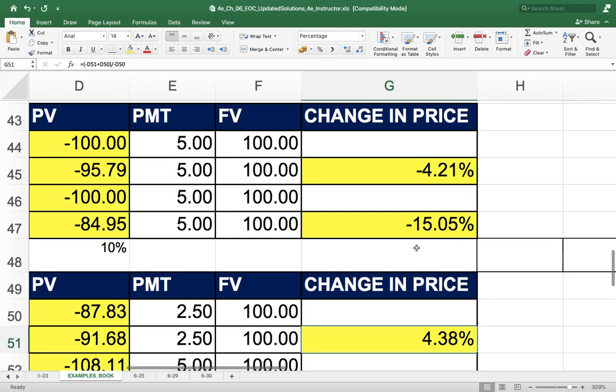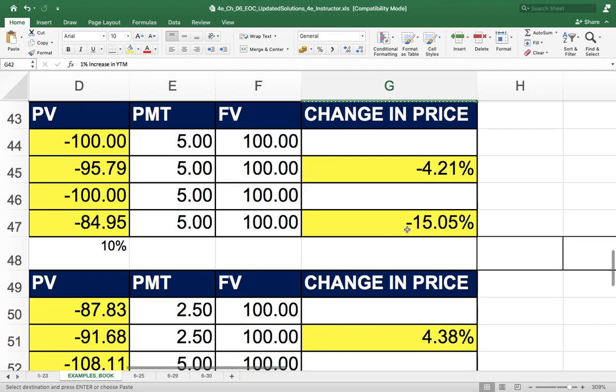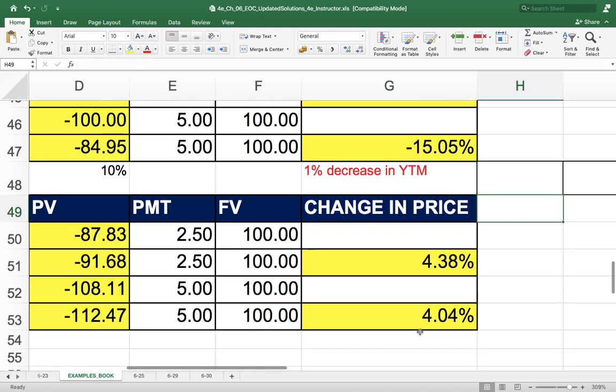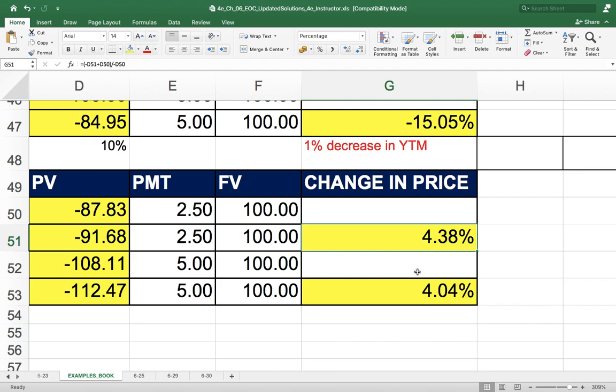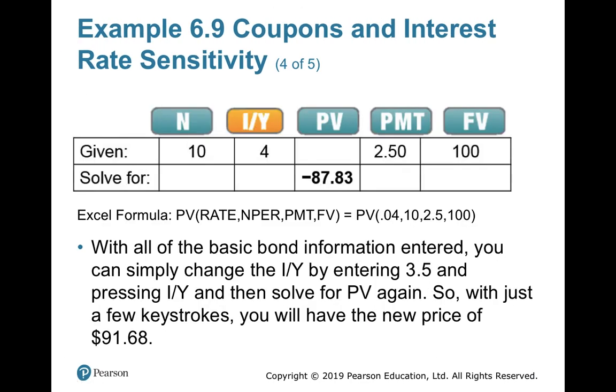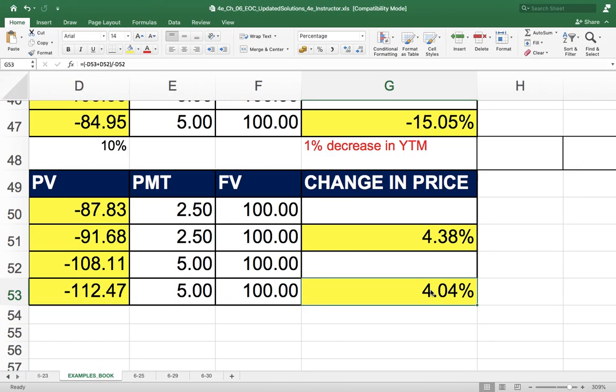That means for the same 1% decrease in YTM, the price has increased by 4.38% here, and here 4.04%. So who is reacting more? The low coupon bond is reacting more than the high coupon bond. This is the way we have done it through the spreadsheet. 87.83 we have checked, and all the prices can be calculated like that.